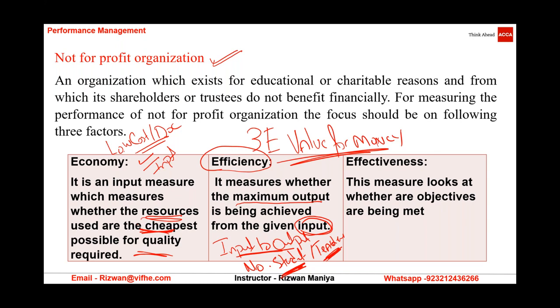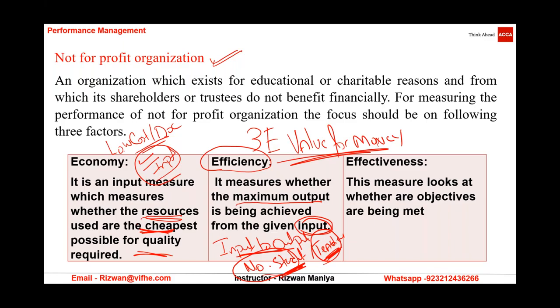Any measure that you make for efficiency, remember, should have both things: it should have input as well as output. Like I just showed you, number of students is the output, taught by the teacher is the input. So any efficiency measure should show both things. But an economy measure will show only input, like cost per doctor.